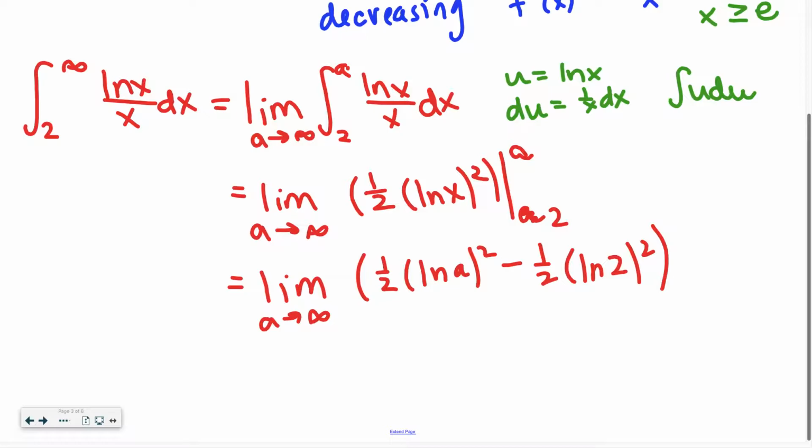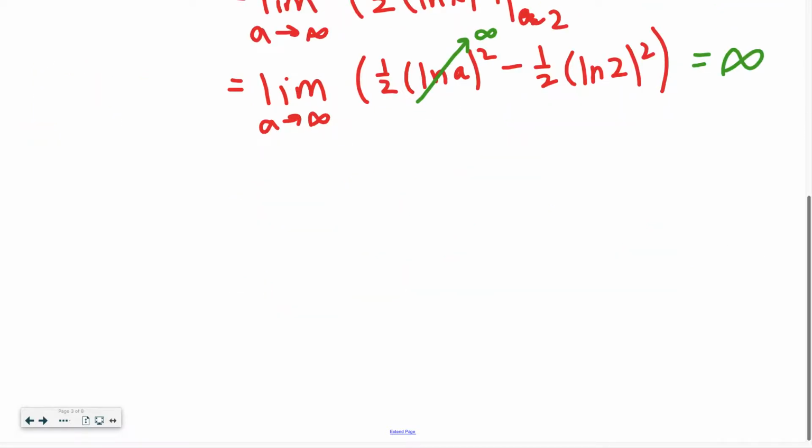Okay, so if we evaluate it from 2 to a, we get this. And we have the limit as a approaches infinity. What happens to the natural log of a as a goes to infinity? It becomes infinite. Can't say we didn't try. So it diverges.